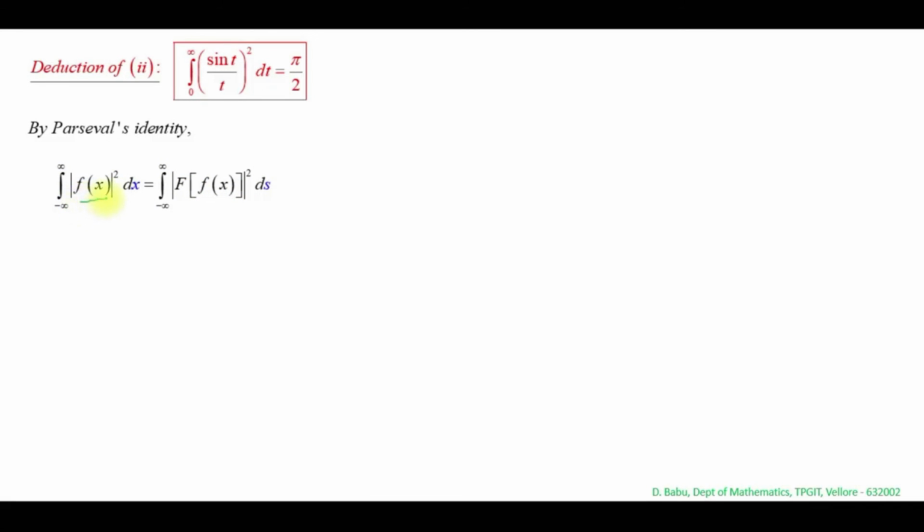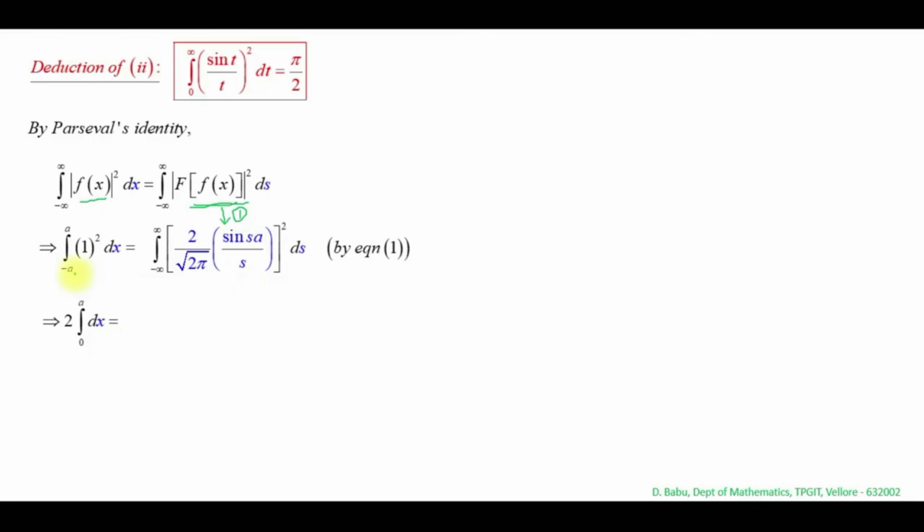So what is f of x? f of x is given as 1 in the limits minus a to plus a. Therefore it is written as minus a to plus a 1 square into dx, which is equal to what is given in equation 1. So we can use equation 1. So integration minus infinity to plus infinity, 2 divided by square root of 2 pi, sin sa divided by s the whole square into ds. This implies, so it is an even function.